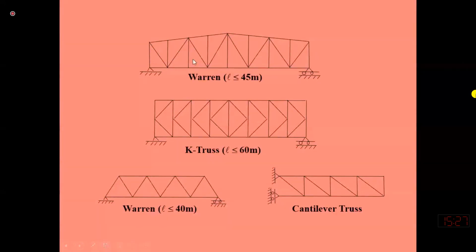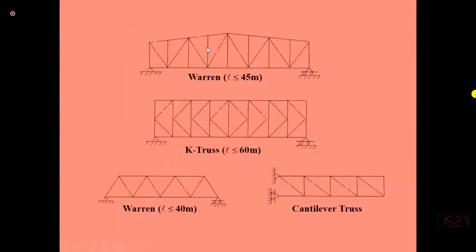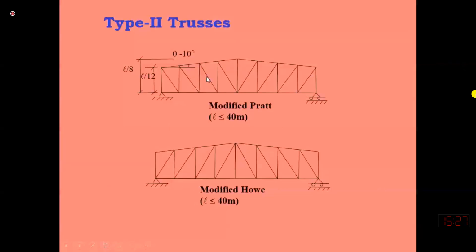But in case of flat truss, all the diagonal members on one side are facing one way, and the diagonal members on the other side are facing the other way. Here the orientation is different. So if they are placed alternatively, this will be the variant truss. Okay, actually these are the trusses of type 2. In type 2, the angle is less than 10 degrees. So in case of type 2 trusses, the first vertical member will have sufficient length.